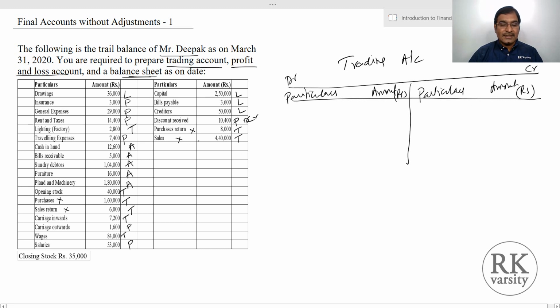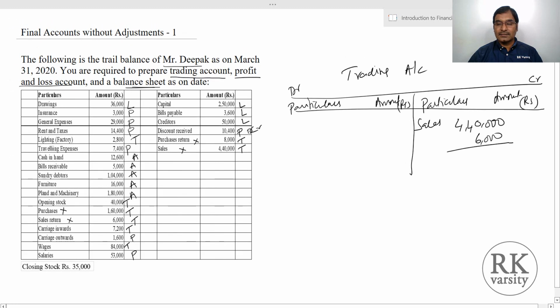Sales is one, so we'll write sales. This is 4,40,000. We'll write this in an inner column, and here when we put a cross mark, sales has some adjustment. That is sales returns, 6,000. So 6,000 is the sales returns. So we'll adjust this. So this is going to be how much? 4 lakhs 34,000.